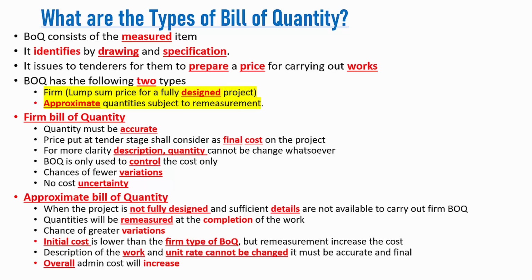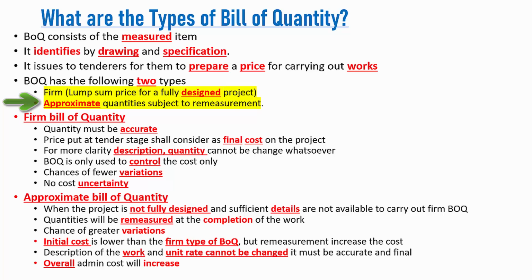Today we are going to discuss the types of bill of quantities. A bill of quantities has basically two major types. First is the firm BOQ and the second is the approximate quantities BOQ. We will go deep into it.